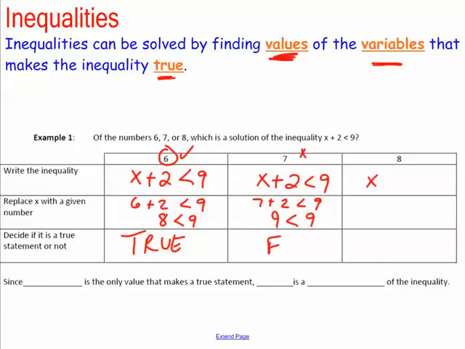Let's go to the next one. X plus 2 is less than 9. Fill in for x. So 8 plus 2 is less than 9. This is 10 less than 9. Is 10 less than 9? No, that's false. So that is false.